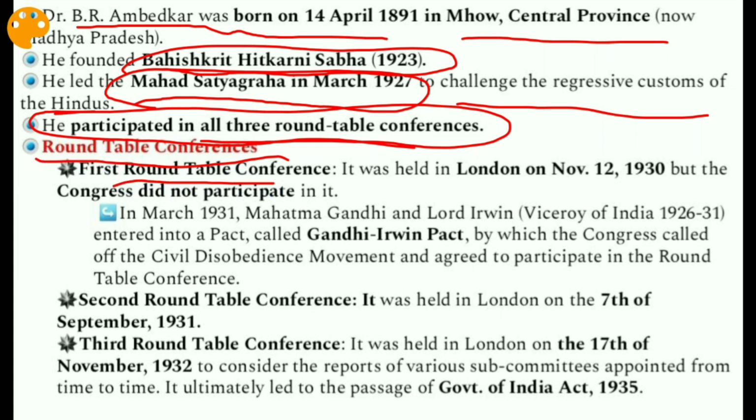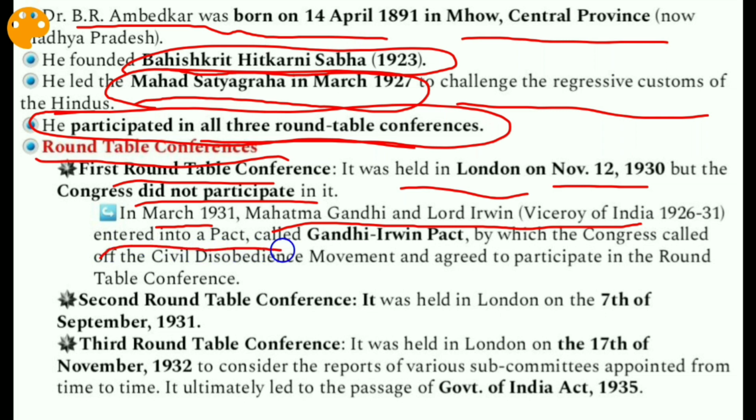First roundtable conference, it was held in London on November 12, 1930, but the Congress did not participate in it. In March 1931, Mahatma Gandhi and Lord Irwin, that is the then Viceroy of India, entered into the pact called the Gandhi-Irwin Pact, by which the Congress called off the civil disobedience movement and agreed to participate in the round table conference.